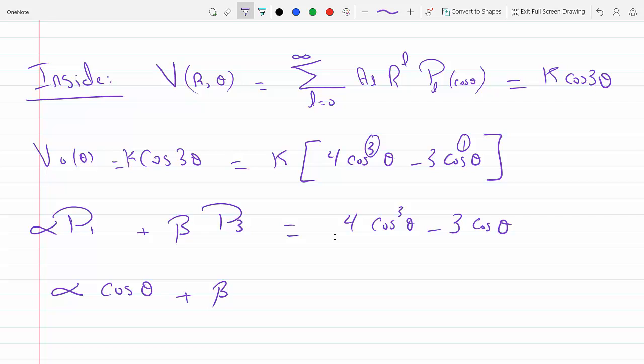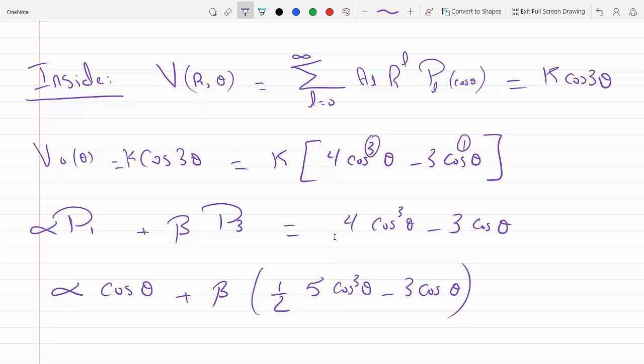Third degree Legendre polynomial, that's one half of 5x cubed minus 3x. He'll give you this, I don't think you have to remember that. So this becomes 5 cosine cube theta minus 3 cosine theta.